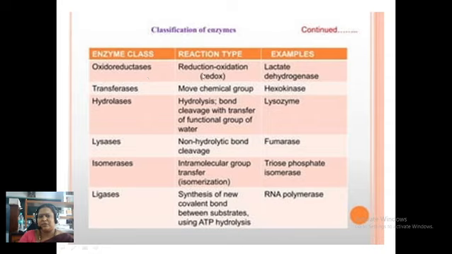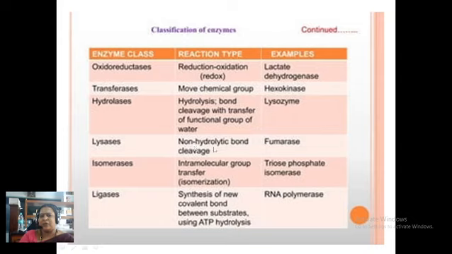Oxidoreductases do the function of reduction and oxidation, that is redox reaction, for example, lactate dehydrogenase. Transferases will move the chemical group, for example, hexokinase. Hydrolases will do hydrolysis, for example, lysozyme.